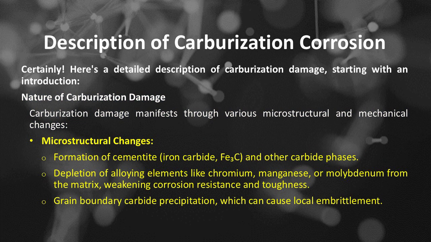Microstructural changes: formation of cementite, iron carbide, Fe3C, and other carbide phases; depletion of alloying elements like chromium, manganese, or molybdenum from the matrix, weakening corrosion resistance and toughness; and grain boundary carbide precipitation, which can cause local embrittlement.